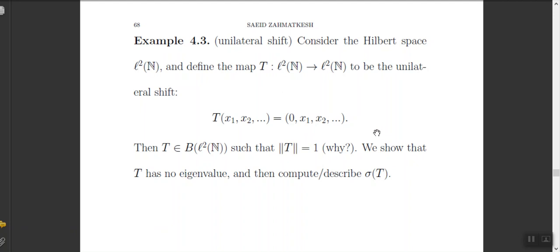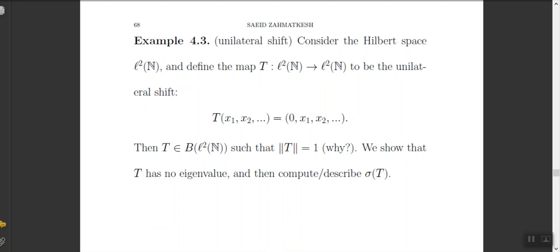We want to discuss the spectrum of T. You can see we are talking about the spectrum of this bounded linear operator on L2, which is an infinite dimensional Hilbert space. First we want to show that T has no eigenvalue. Do you remember in finite dimensional space, the spectrum precisely equals the set of eigenvalues, but here we are talking about infinite dimensional space. So we want to prove that T has no eigenvalue, then we compute or describe the spectrum of T. I have done this for you.